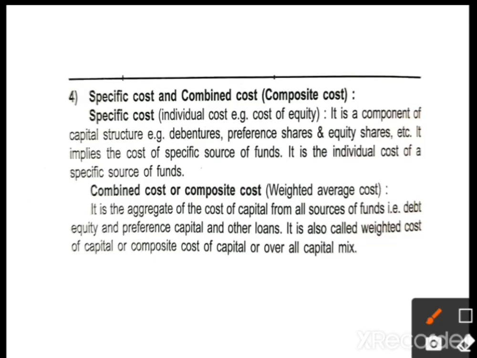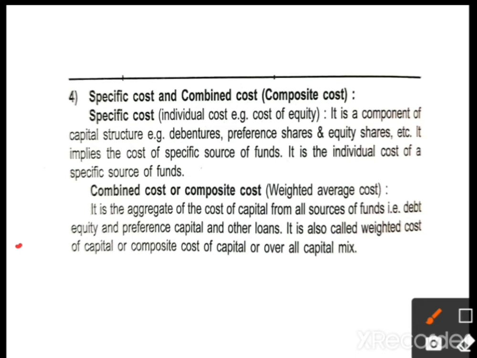Next, fourth one, specific and combined. Specific is nothing but a composite, and combined is nothing but a weighted average cost. So these have different meanings. Specific cost is a component of capital structure. Example: debenture, preference shares, equity shares, etc. It implies the cost of specific sources of fund. Specific cost is nothing but a composite, a mix combination.